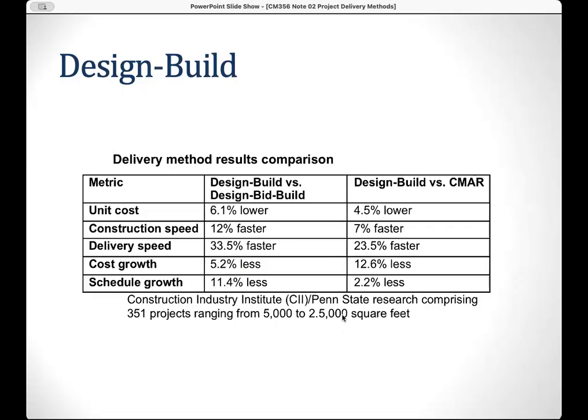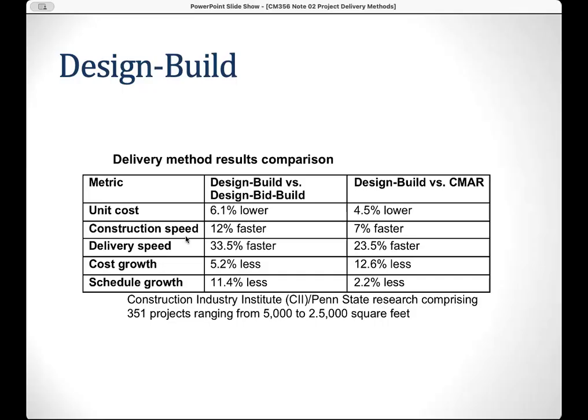So here is some comparison between design-build, design-bid-build, and the CM at risk. The unit cost for the design-build compared with the DBB is 6% lower, right? But when you compare the design-build with the CM at risk, it's only 4.5% lower. In other words, the CM at risk is better than your design-bid-build, right?